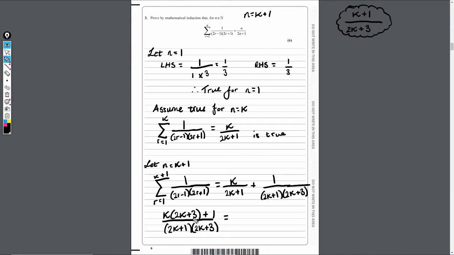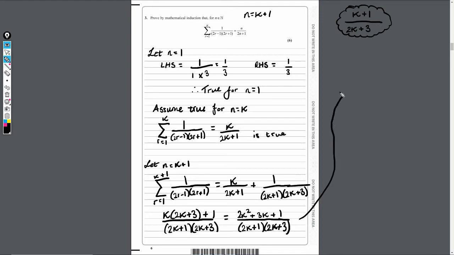Now we can expand this. Notice we've got a 2k plus 3, that's what we need in the denominator. We've got a 2k plus 1 times 2k plus 3. So what we might expect is that the numerator will factorise, and then we can cancel terms. So let's keep expanding this numerator and simplifying. k times 2k plus 3 would be 2k squared plus 3k plus 1, all over 2k plus 1 times 2k plus 3.